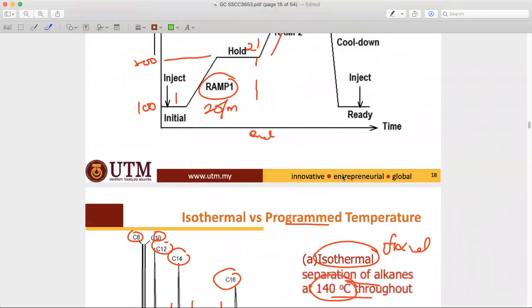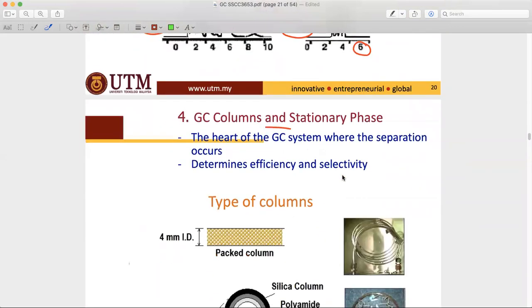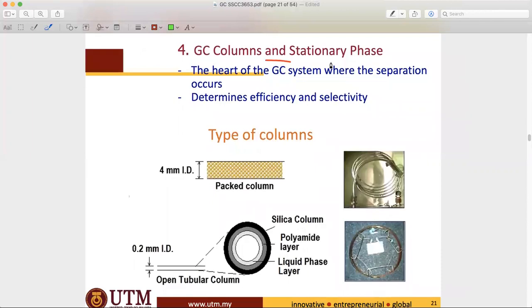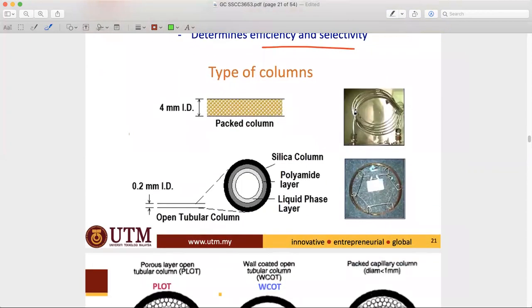So that is the column oven. And then we go straight into what is inside the oven, which is the stationary phase, the column and stationary phase. The column and stationary phase is the heart of the GC system where the separation occurs. It determines efficiency and selectivity. Okay, type of column.